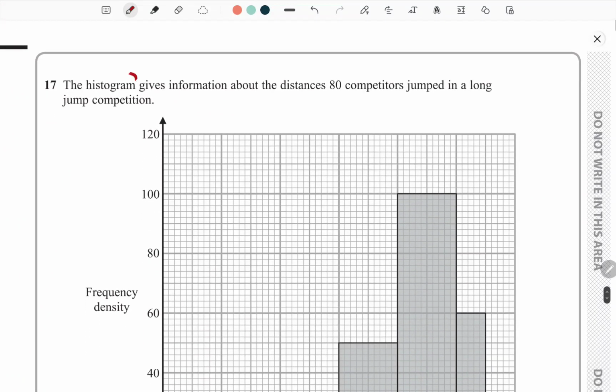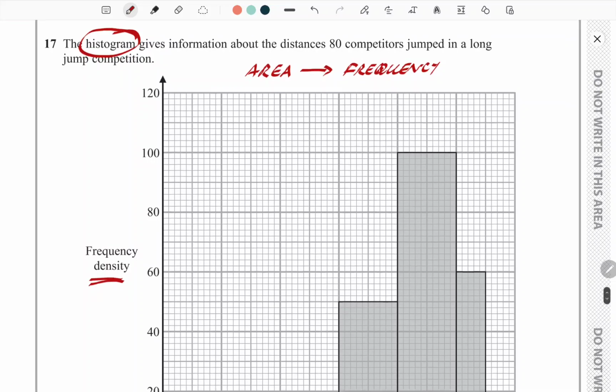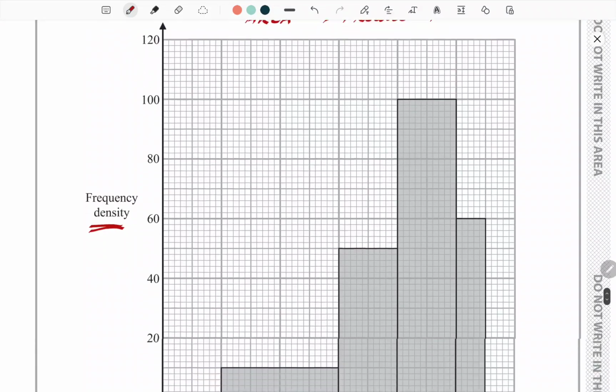Histograms. Remember, in a histogram the frequency is given by the area, not the height. Area equals frequency, and the height gives the frequency density. So the frequency itself is area.